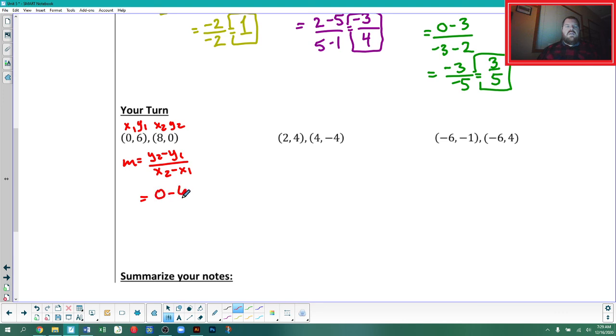Zero minus 6 over 8 minus 0, negative 6 over 8. That reduces to negative 3 over 4, just like the second one that we did.